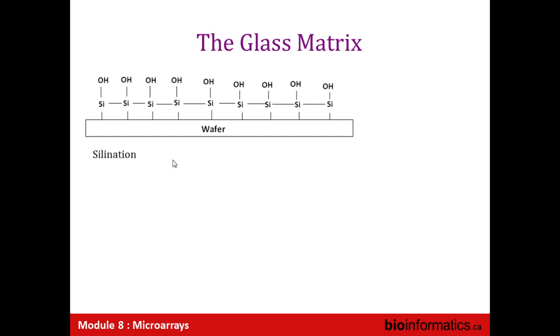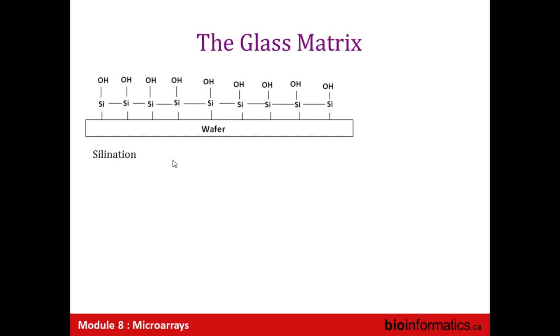Here's the idea of how photolithographic arrays are synthesized. You start off with a wafer. The wafer is really critical. It has to be completely flat. If there's not complete flatness, sample will pool in certain parts of your array. You have a disaster.